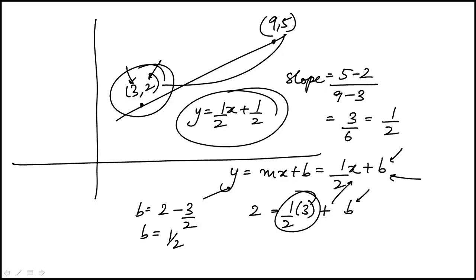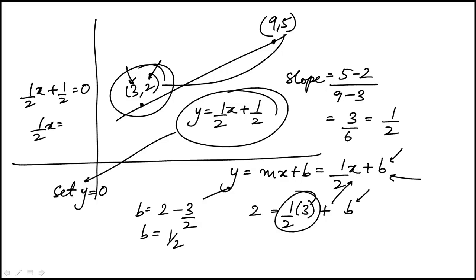And we can also find the x-intercept. What you have to do is set y to 0, and compute what x is. So that would be half x plus half equals 0, half x equals minus half, and you'll find x is equal to minus 1. So here, if you were to extend this, the x-intercept would be somewhere here, (minus 1, 0). The y-intercept is (0, half), or the y-intercept is half. So that summarizes the concepts related to the equation of a line.